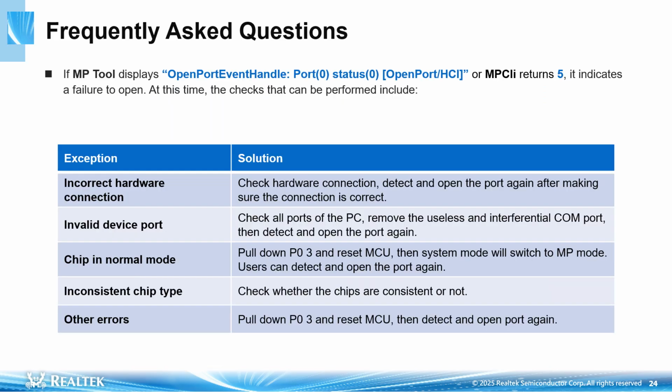If MP Tool displays open port failed or MP Client returns 5, it indicates a failure to open. The following are some common handling methods for the exception. Incorrect hardware connection, invalid port, chip in normal mode, or inconsistent chip type may all result in open failure. Users need to check the hardware connection, port device, and chip type. If all are ineffective, then they can try to pull down P03 and reset MCU, then detect and open port again.